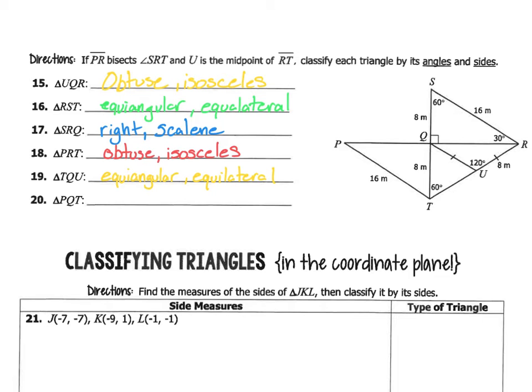And our last one, PQT. You were right. Yep, because look here, this one's right. And what type of angles are those? They're vertical angles, so they have the same angle measure. Then you have 16, 8, and this one's going to be not one of those. So then you're there, scalene.